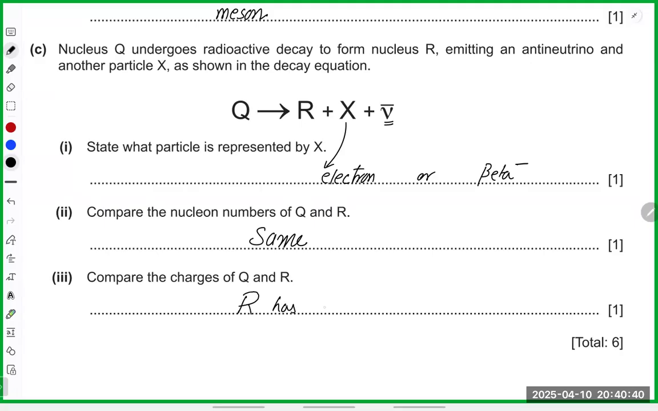R has +1 more than Q because it has one more proton. Because a neutron has been converted to a proton, it has one more proton. So R has one more positive charge than Q.